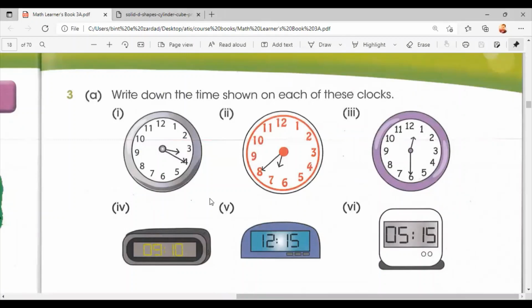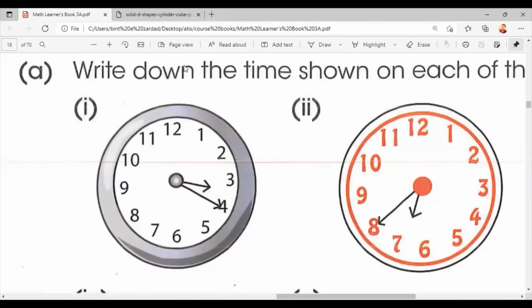Question number 3. What's the time? Write down the time shown on each of these clocks. You can see here the big hand and small hand. The small hand is telling us about hours. So we don't need to change, as it is written. So the small hand telling us about hours. So what is the time here?